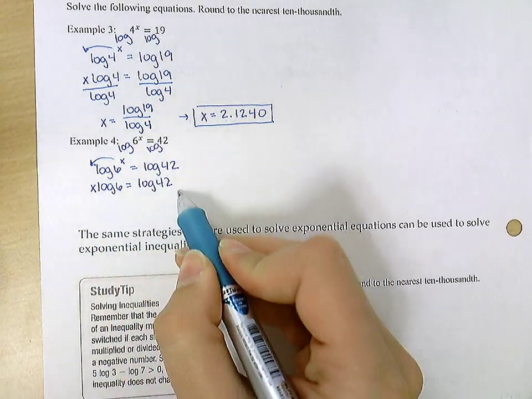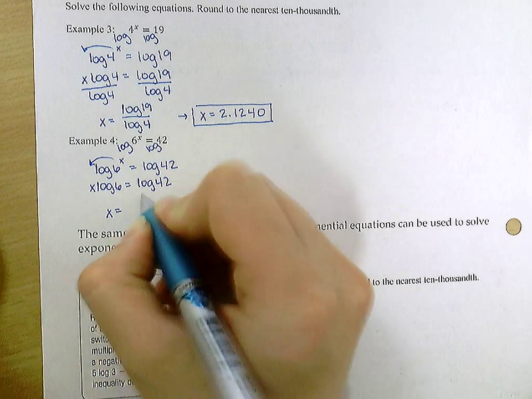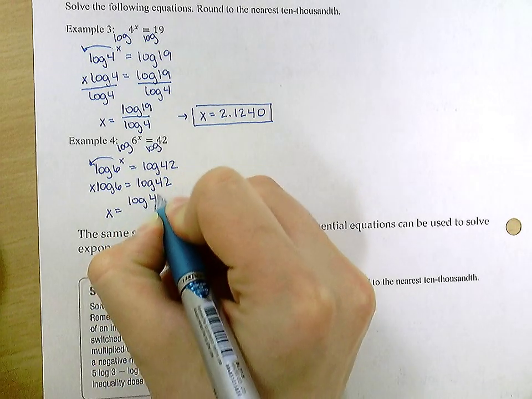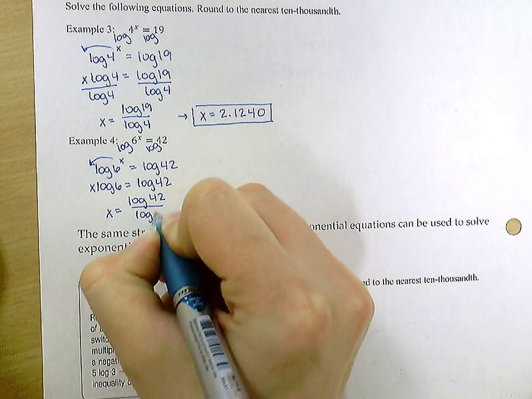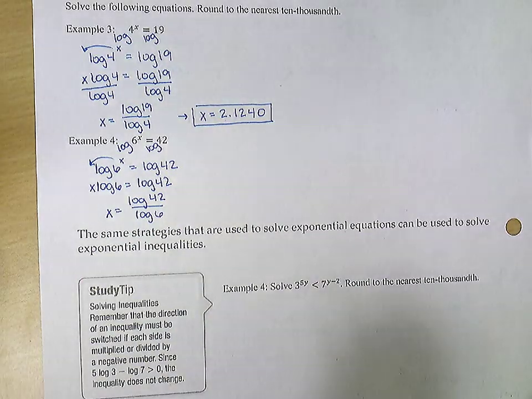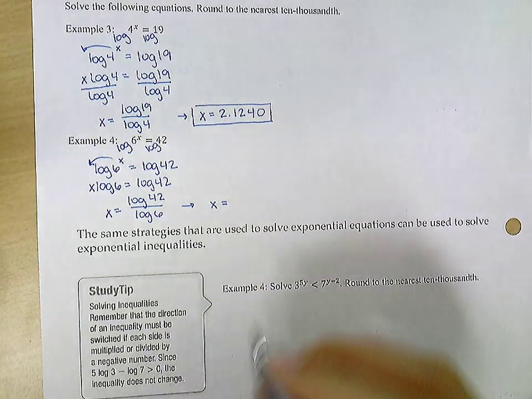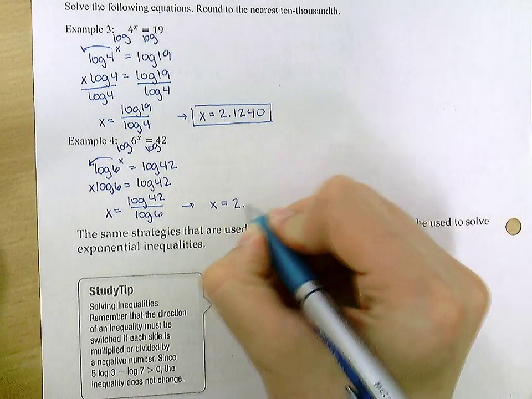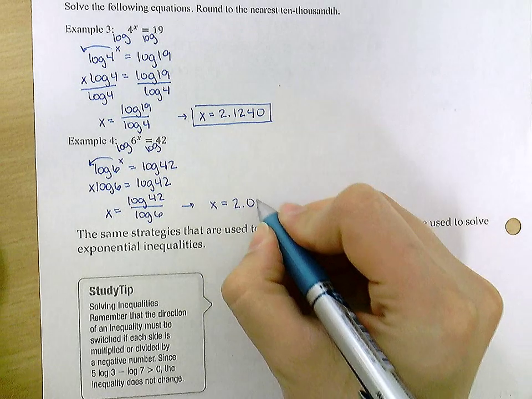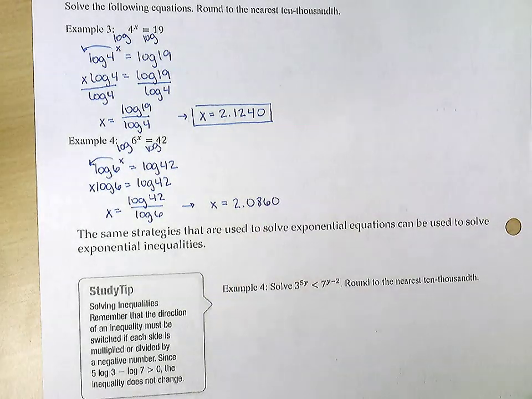Okay, divide both sides by log of 6. So we have x is equal to log of 42 over log of 6. And you can enter that into your calculator. And you should end up with x being equal to about 2.0860.